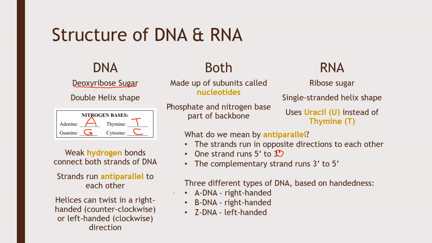The helices can also twist in a right-handed or counterclockwise direction or a left-handed or clockwise direction. As a result, we have three different types of DNA based on that handedness. We have A-DNA, B-DNA, and Z-DNA. This is not going to be crucial information, just something I thought you might find interesting. RNA, on the other hand, is composed of ribose sugar. It is single-stranded, though you would notice it is somewhat helical, and unlike DNA, which has thymine, RNA uses uracil instead, which we represent with the letter U.